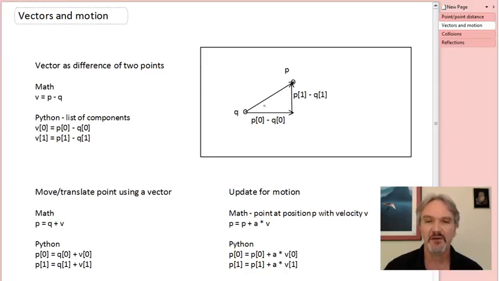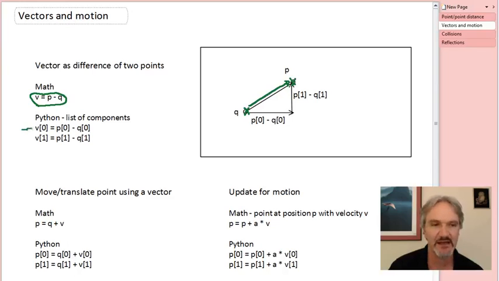So what is a vector? The way you think about a vector is it's the difference between a pair of points. So here I have a point P, here I have a point Q, and I could make a vector by taking their difference. The way I draw that is I would draw an arrow whose tail was at Q and whose head was at P. Mathematically, I might write some shorthand which said that V is equal to P minus Q. Now in Python, we can't do vector operations. We have to do each component separately.